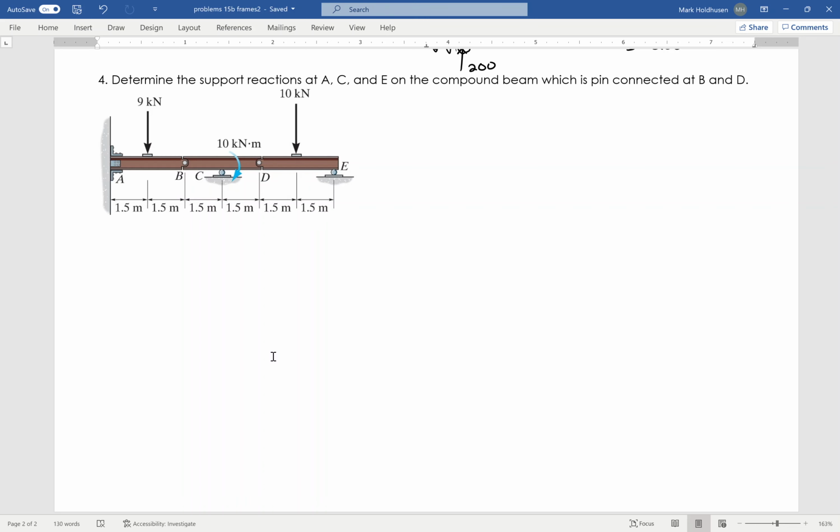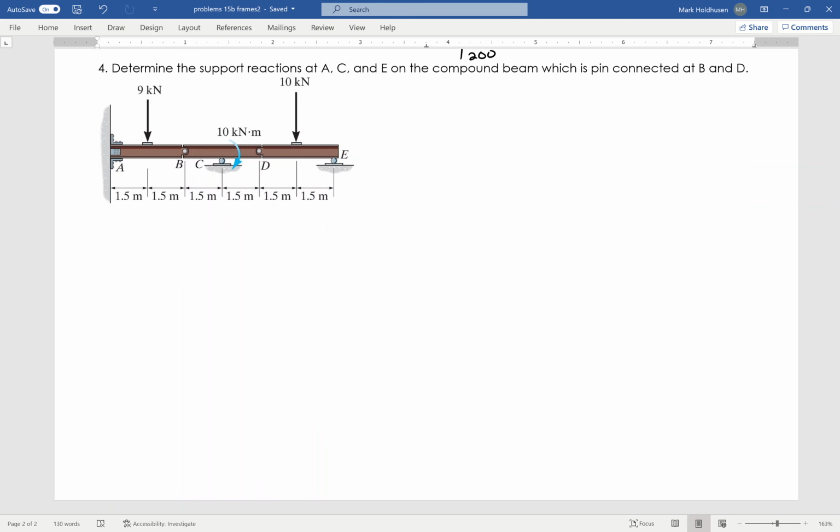Right, I've got a compound beam here, and I want to find the reactions at A, C, and E. And really the way I treat this is breaking it into three free body diagrams. So let me draw all the free body diagrams right off the bat.